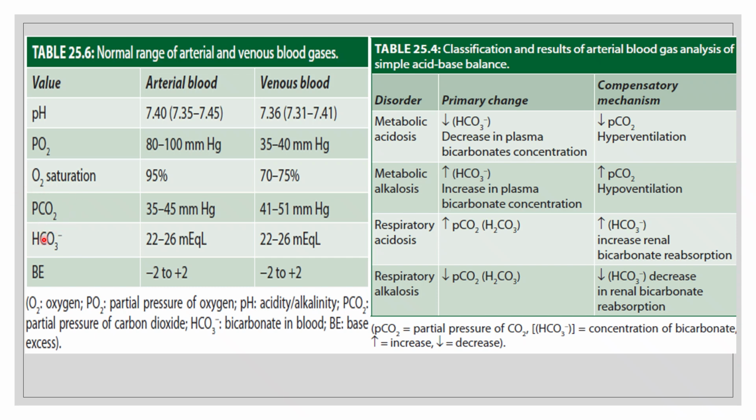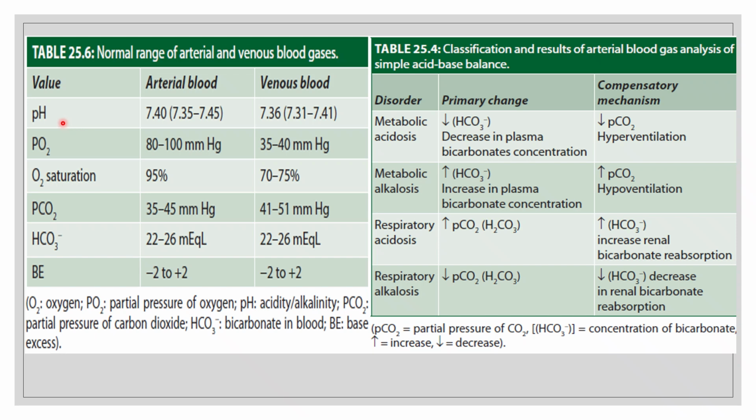Then partial pressure of carbon dioxide is 35 to 45 millimeters of mercury, and in the venous blood it is 41 to 51 millimeters of mercury. Then bicarbonate ion, the normal range is 22 to 26 milliequivalents per liter, and in the venous blood it is also the same value, 22 to 26 milliequivalents per liter. This is the base excess, which should be from -2 to +2. Here also it is -2 to +2.